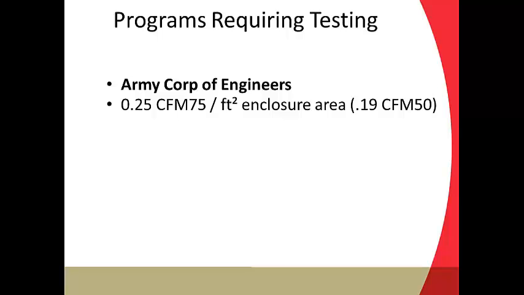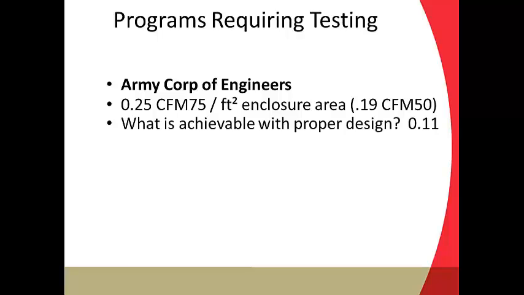Some standards are CFM 50, some are CFM 75. So if you want to do a direct comparison, 0.19 CFM 50 is what the Army Corps standard would be equivalent to. But they're finding that if the contractor is paying attention to the details right from the design phase through the construction phase through the testing phase, the average is actually about 0.11, so twice as tight as that standard. So they're finding that 0.25 is a very achievable standard, and if you're really paying attention to details, it should be more than twice that tight.